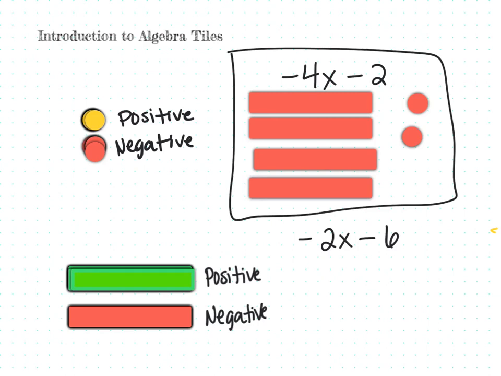All right, let's look at one last example. I have negative 2 variables and 6 negative constants. So I'm going to take 2 negative variables and 6 negative constants.